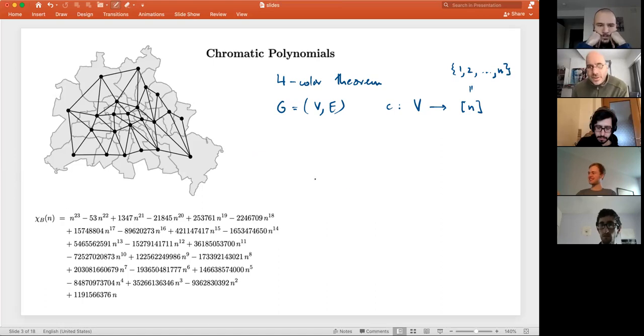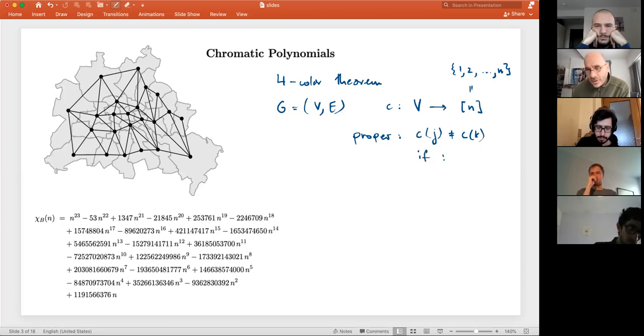And so I'm really interested in proper colorings, and this means that if you have two adjacent nodes, the colors are distinct. It turns out, and again most of you know this, that planar maps correspond to planar graphs. And so the four-color theorem is a theorem about planar graphs. It says that you can get such a proper coloring for any planar graph when n is 4.